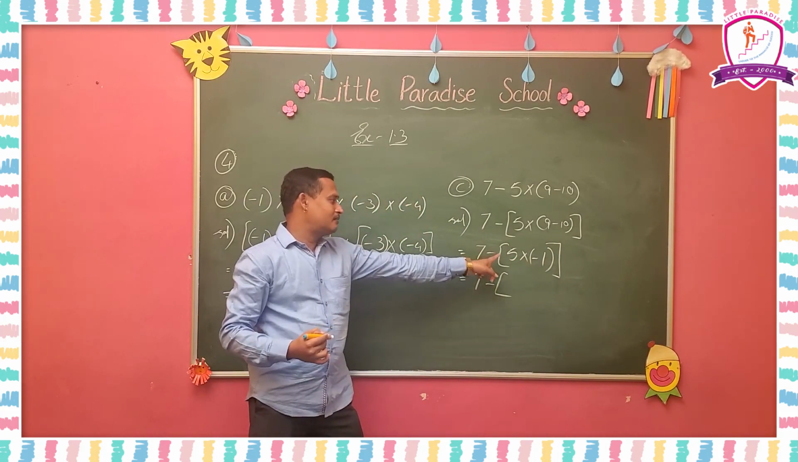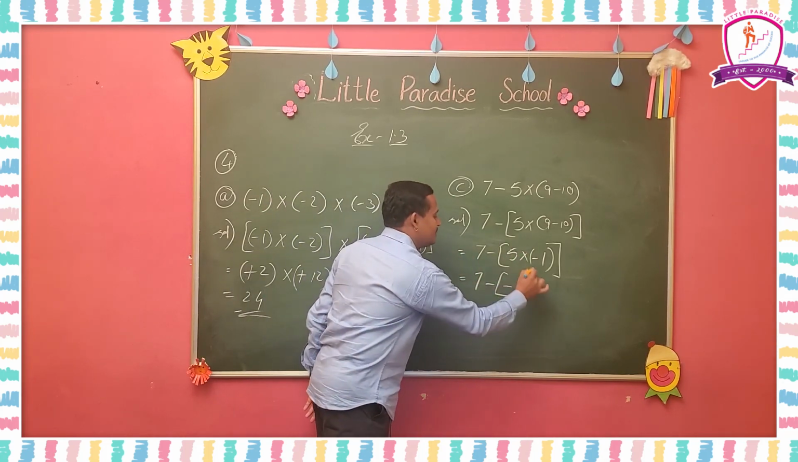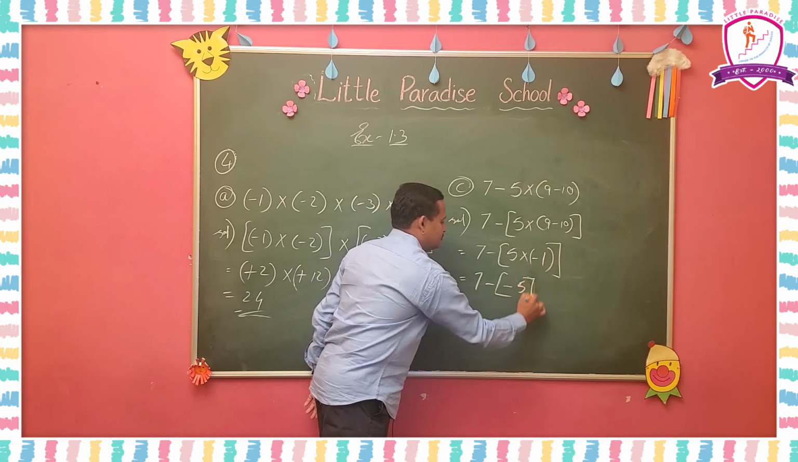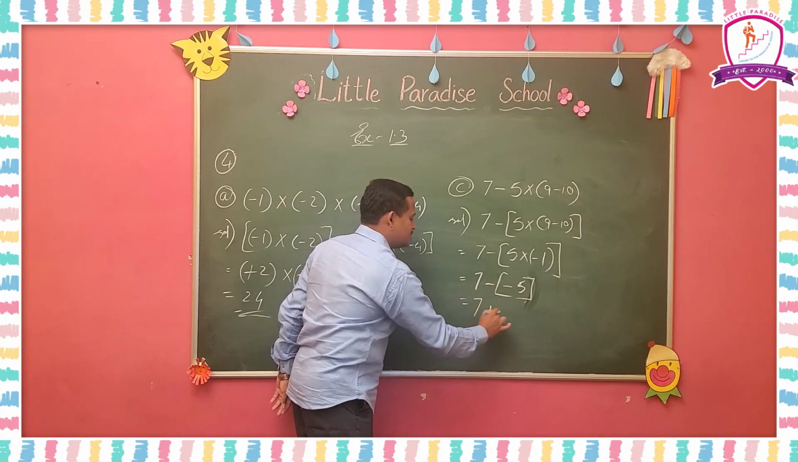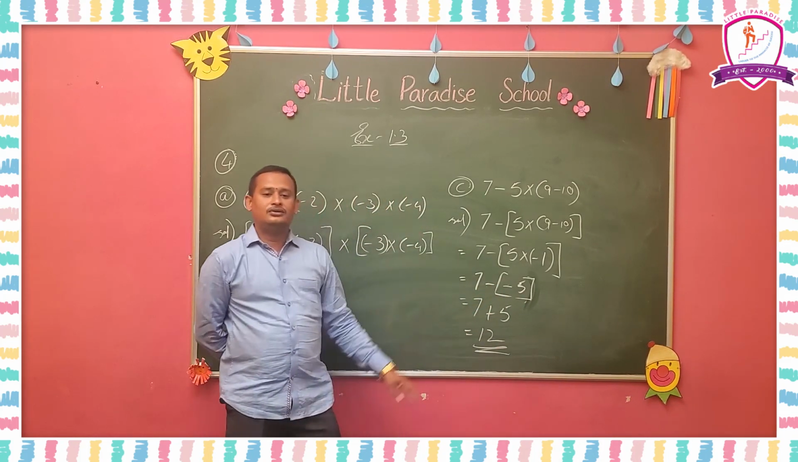5 ones are 5, here minus into plus is minus, 5 ones are 5. So here 7 minus into minus plus 5, 7 plus 5, 12 will be the answer. I have to do like this.